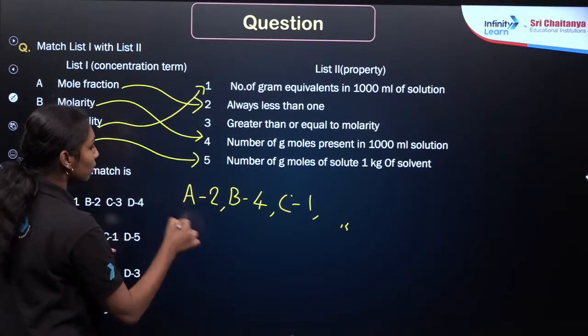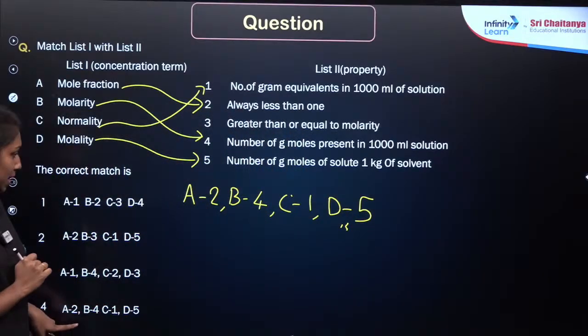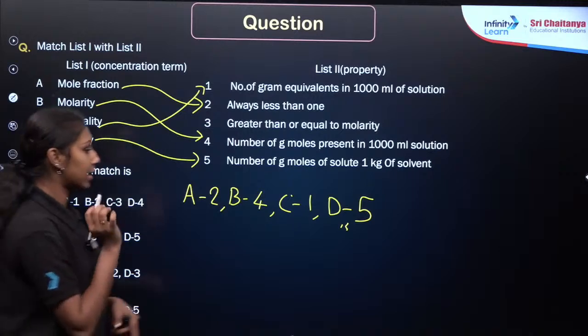So D for 5. So which option is matching this? A2, B4, C1, D5, which means option 4 will be our correct answer.